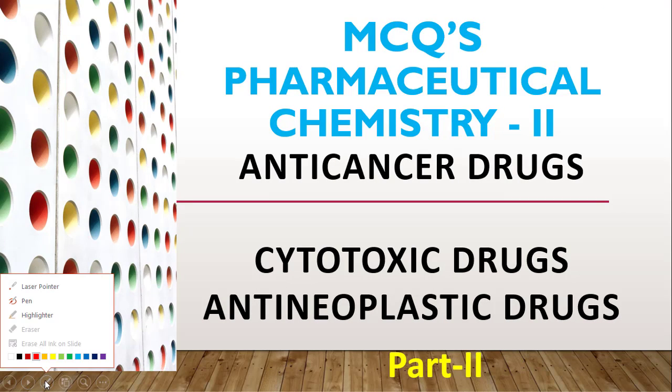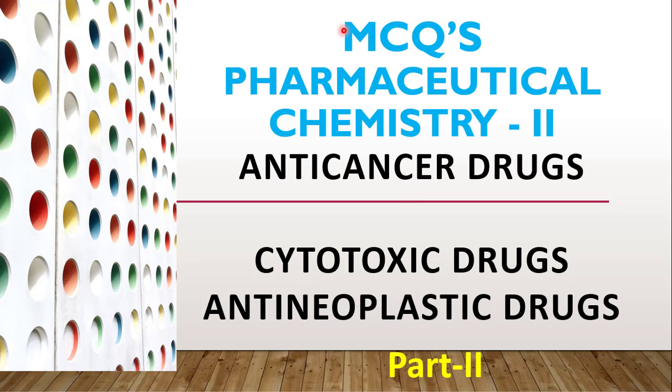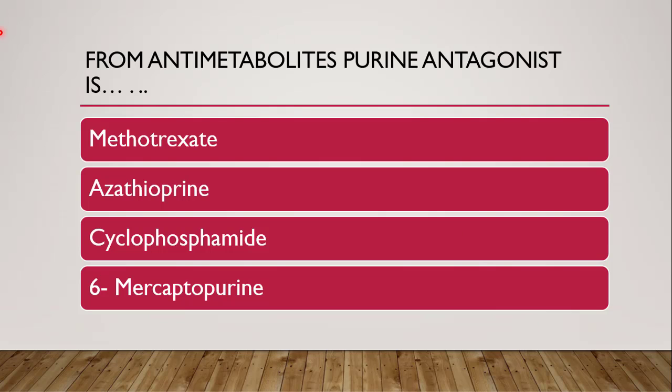Hello dear learners, I welcome you all to the discussion on MCQs from pharmaceutical chemistry from the chapter Anti-Cancer Drugs. In part 1, we have seen a few of the MCQs from anti-cancer drugs, which are also known as cytotoxic drugs or antineoplastic drugs. So to start with questions from part 2, the first question is, from antimetabolites, purine antagonist is.